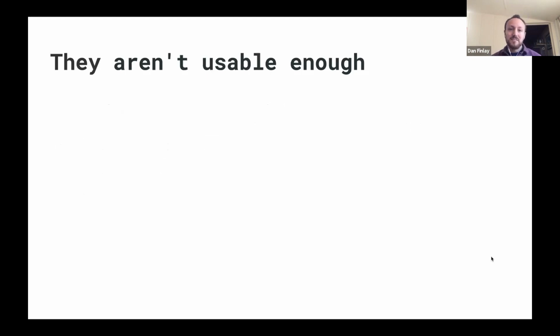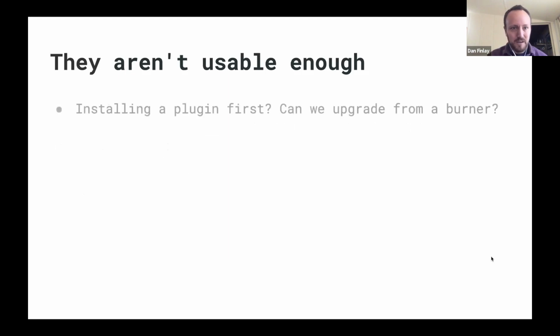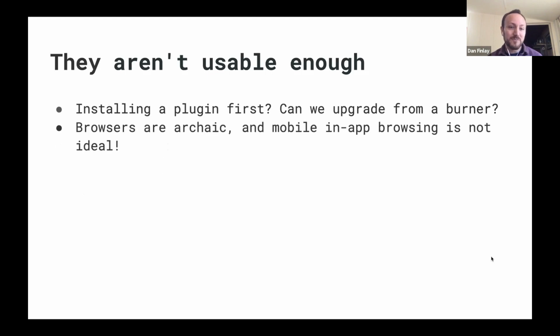And lastly, as everybody knows, crypto just isn't usable enough. Installing an extension is obviously a big pain. Can we make this a more progressive experience? I think we can. Browsers themselves are a little archaic and can be a little clunky in the phone. Is there a way that we can allow wallets to more seamlessly integrate with the environments that users want to interact, be they native apps or points of sale or something else?